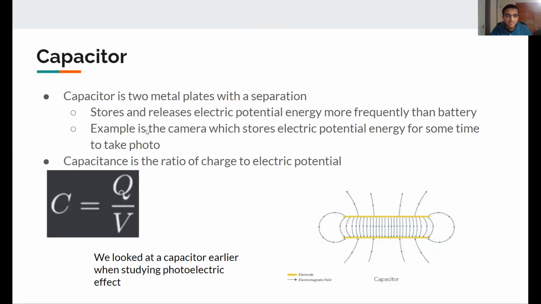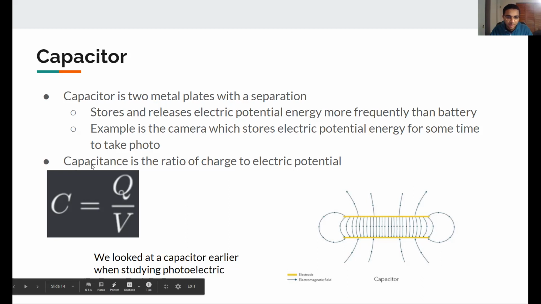All right, so now we'll continue to discuss the capacitor. A capacitor is just like 2 metal plates with a separation, right? The idea is that a capacitor will store or release electric potential energy more frequently than a battery. An example could be the camera, which will store electric potential energy, and then that's released in order to take a photo. It's converted to light energy, right?